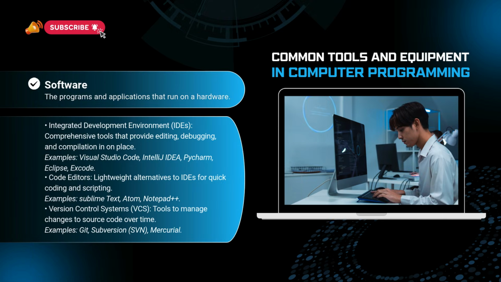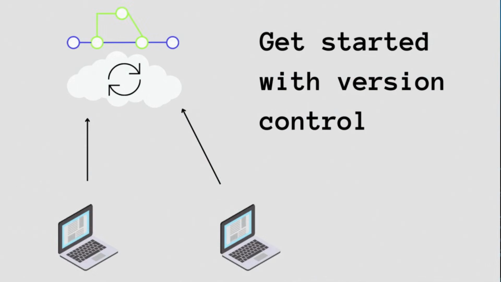Then we have version control systems, often called VCS, which are tools that help developers manage changes to source code over time. Instead of simply saving files manually, a VCS records every modification made to the code, allowing programmers to track who made changes, when they were made, and why.